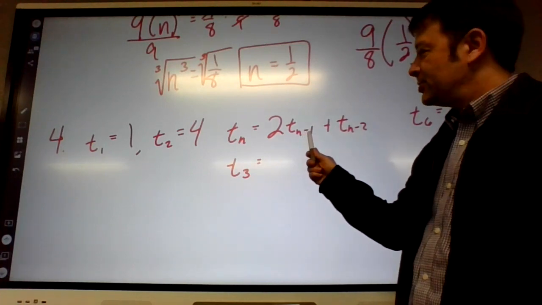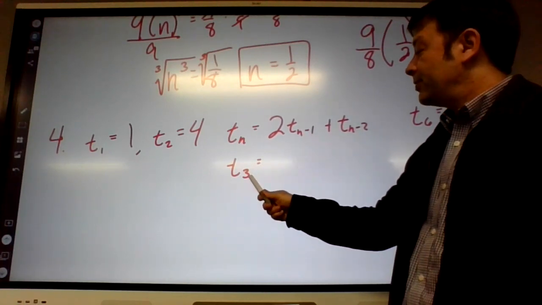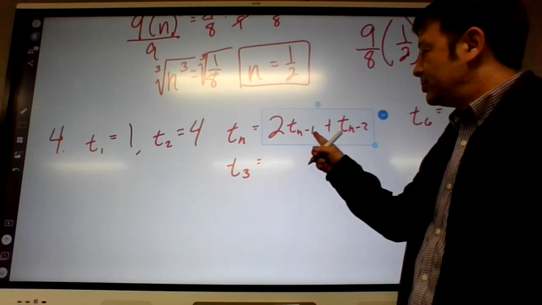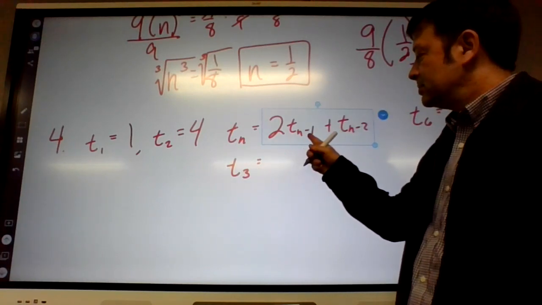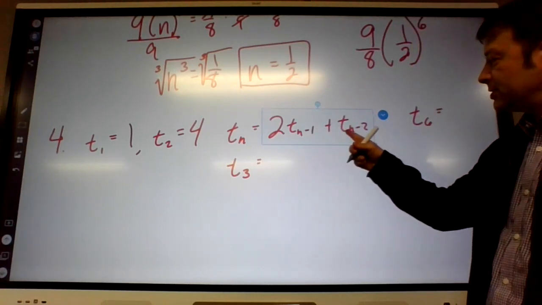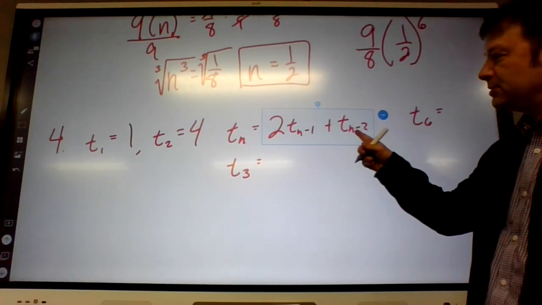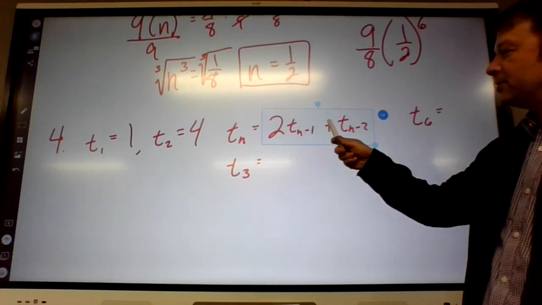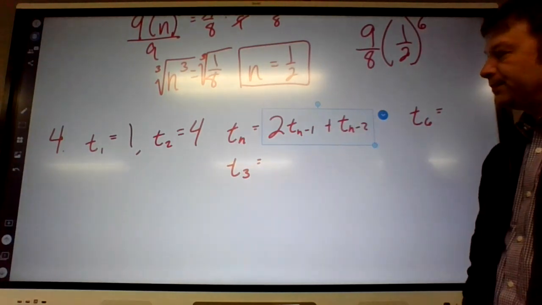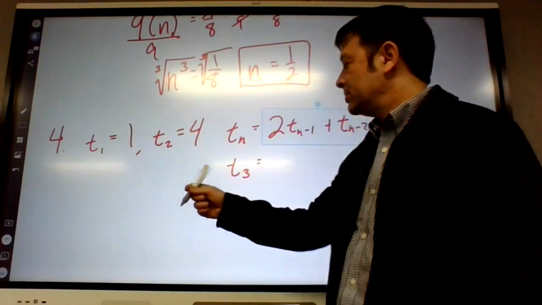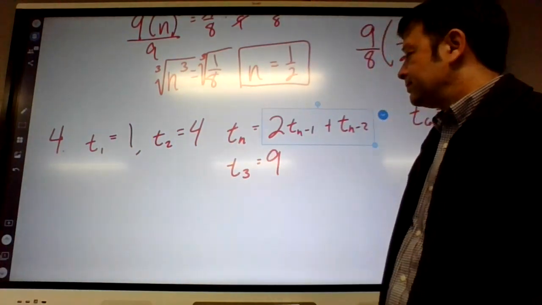T sub n minus 1, if we're looking for the third term, n is 3. So that would be 3 minus 1. So that would be the second term. Plus 3 minus 2 is 1. So this would be T sub 1, the first term. So this is 2 times the second term plus the first term. So 2 times 4 is 8 plus 1 is 9.